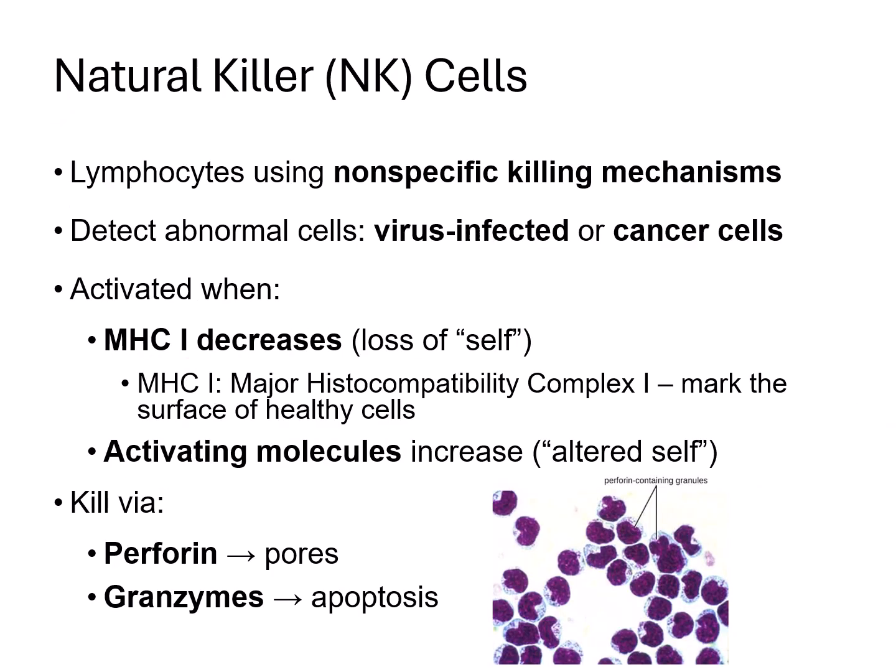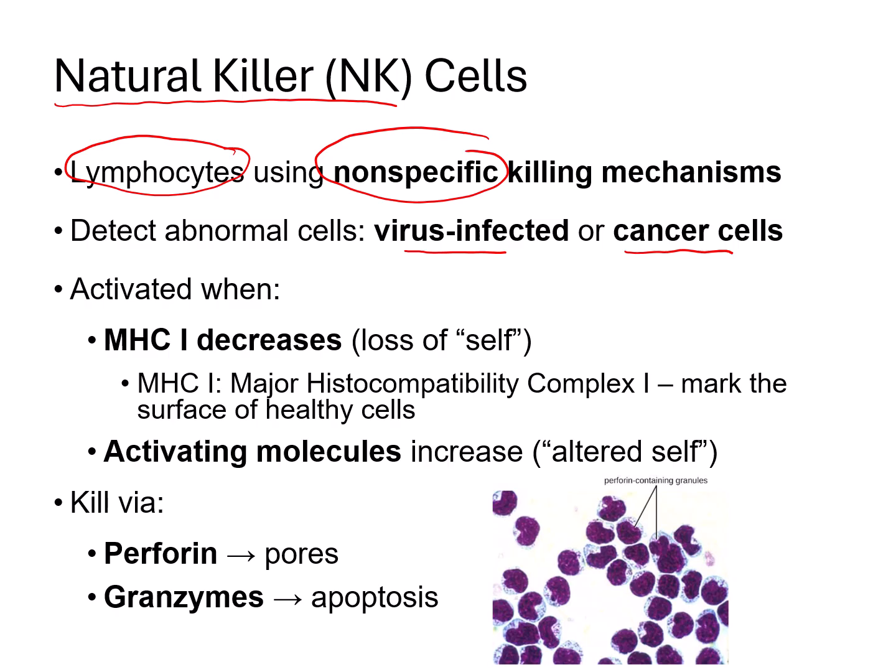Let's start with natural killer cells. Natural killer cells, or NK cells, are lymphocytes that kill virus-infected or cancer cells using non-specific mechanisms, and they're activated under two conditions. The first is when MHC I decreases.